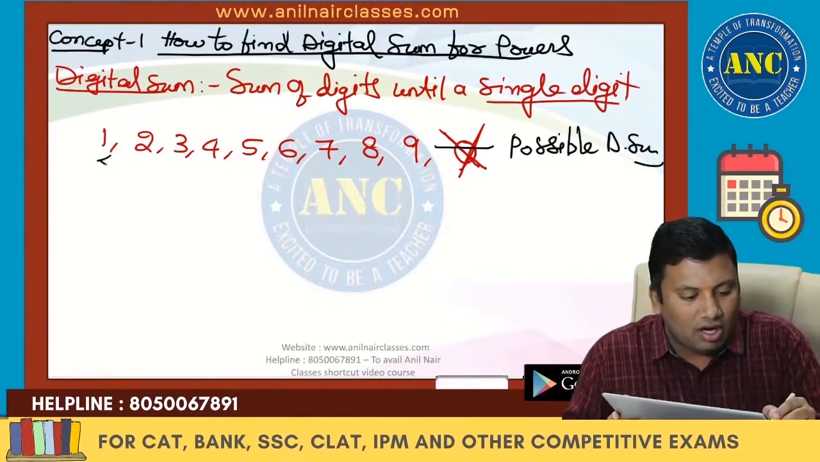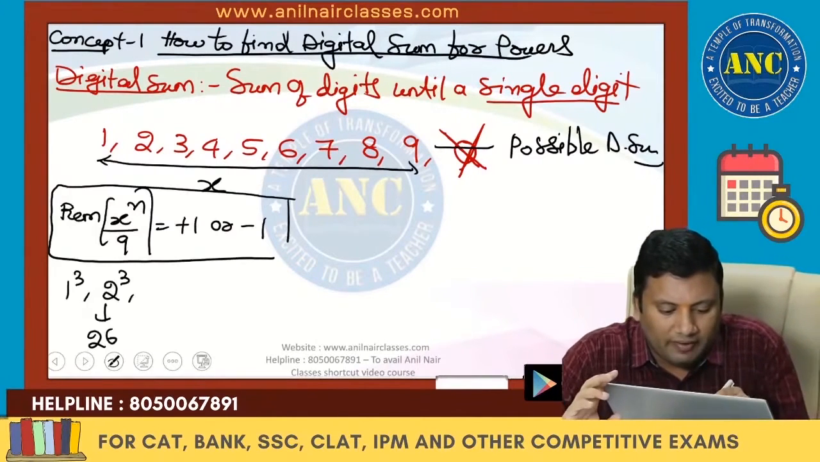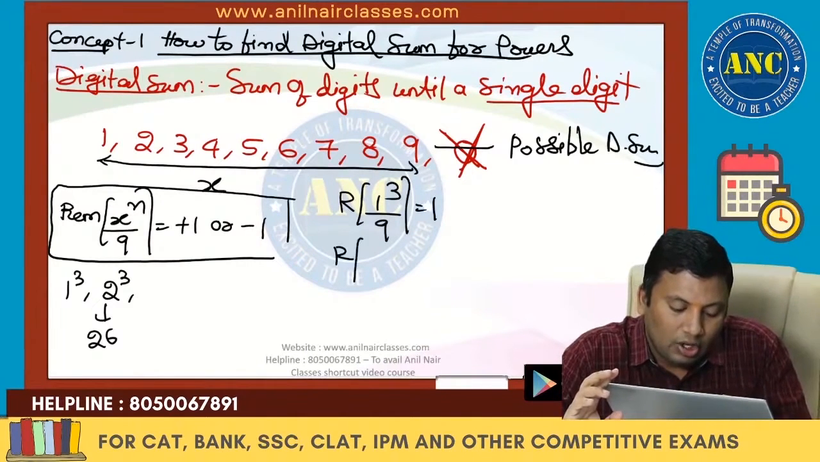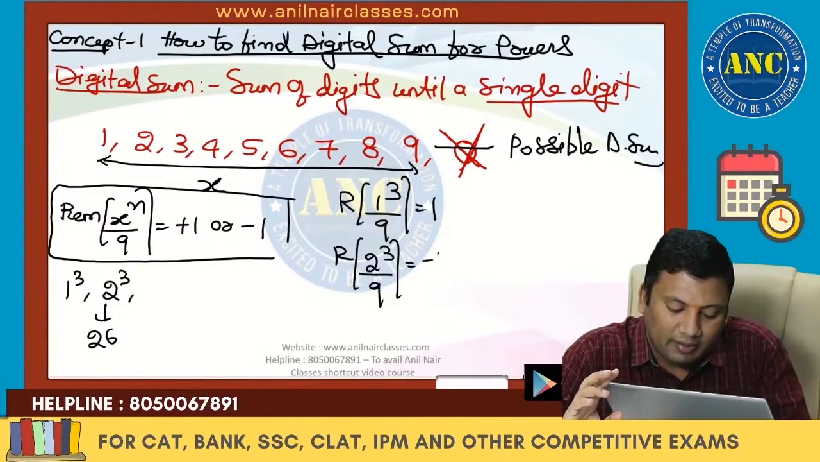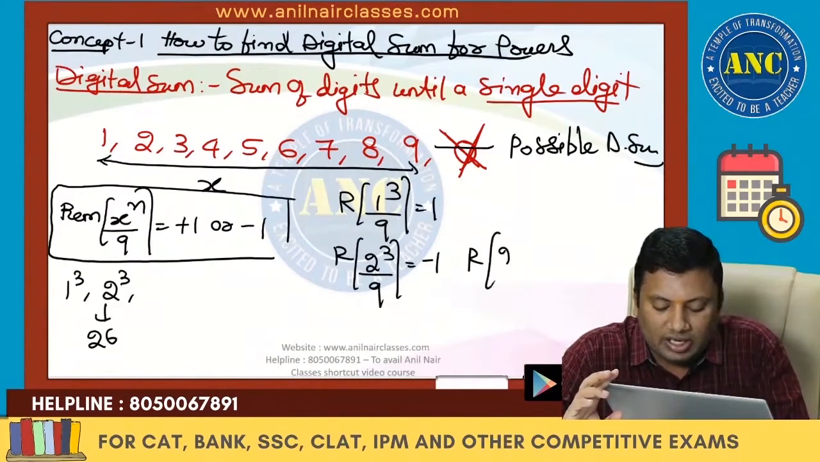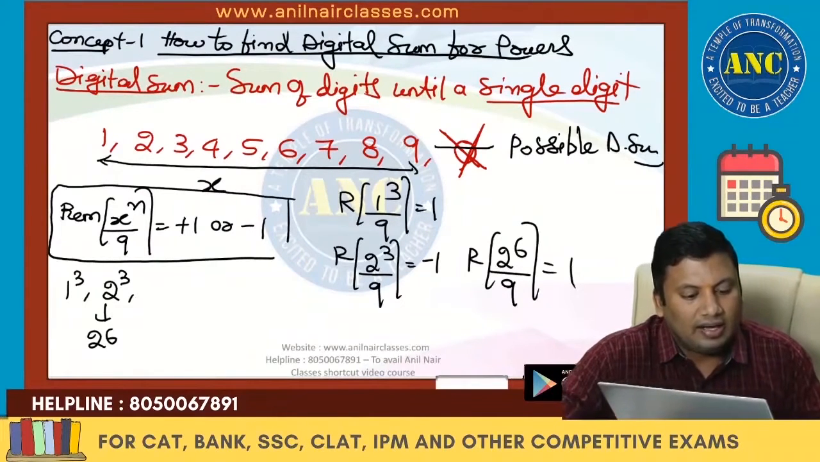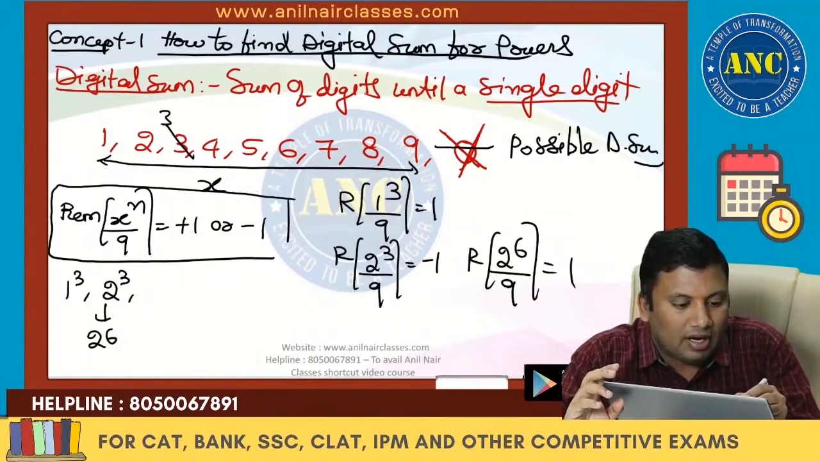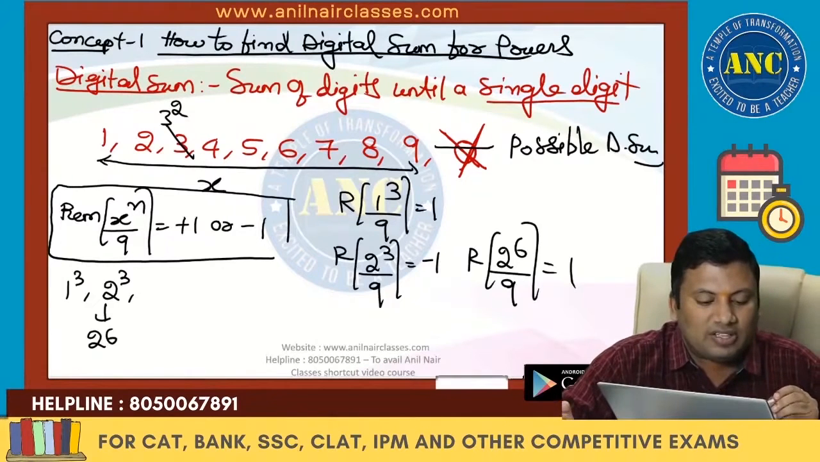Now, if I call all these values as x, 1 cube divided by 9 is 1. Either you go for plus 1 or minus 1. Similarly, 2 cube divided by 9, which is 8 by 9, is minus 1. 2 power 6 divided by 9 is plus 1. Now if you observe here, 3 square, 3 power 2 is 9. 3 cube is 27, 2 plus 7, 9.